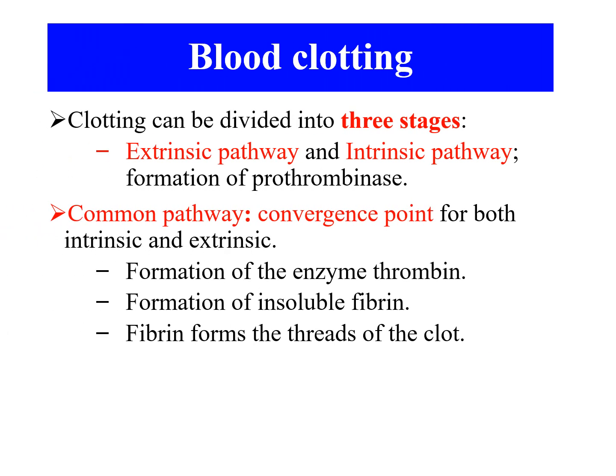So this is what I was talking about, the extrinsic and the intrinsic pathway. Their common goal is to produce an enzyme known as prothrombinase. And this prothrombinase is going to be used in the common pathway, which is the convergence point, the point where both the extrinsic and the intrinsic pathway meet. And what do we want to do in the common pathway? We want to produce an enzyme thrombin. So it is the prothrombinase that is going to be used to produce thrombin. This thrombin is going to be used to form the insoluble fibrin. Once those insoluble fibrin threads have been formed, they're going to be used to stabilize the blood clot.